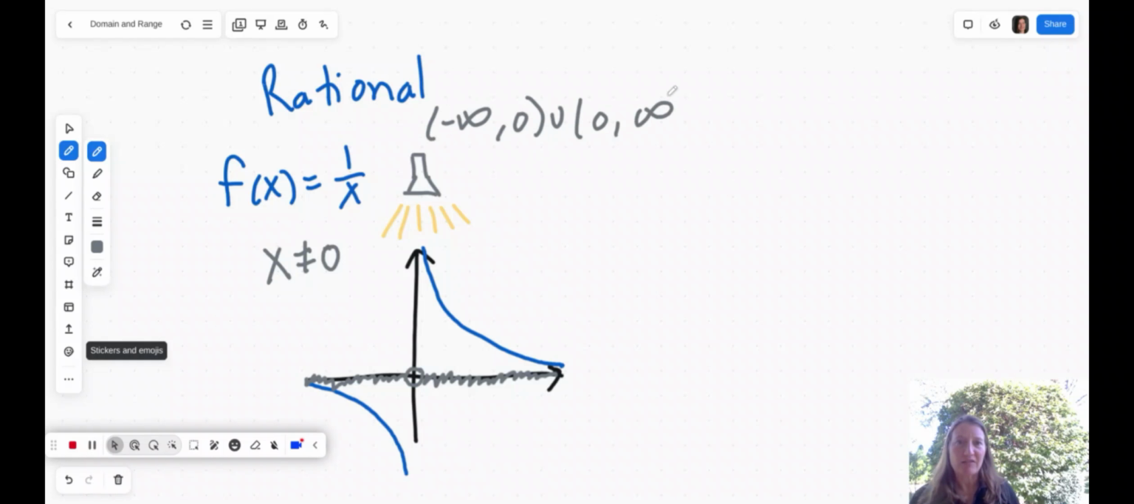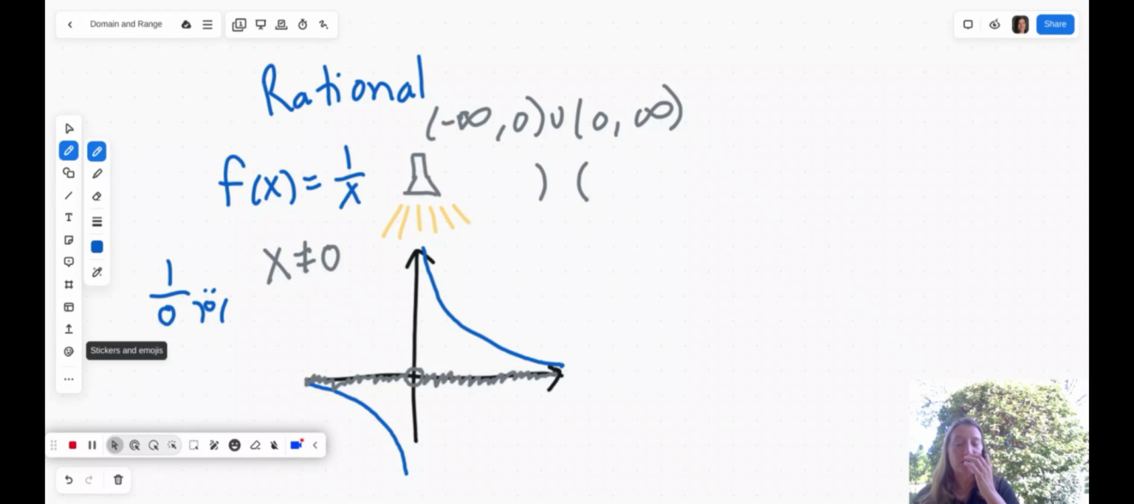If your teacher asks you to use interval notation, this is going from negative infinity to 0, and then 0 to infinity, not including 0. I know it's not including 0 because I use those kinds of brackets. If I wanted to include that number, I would use those square kinds of brackets. Yeah, logically this makes sense because I know I can't divide by 0. Right, 1 over 0, no, that's not a thing.